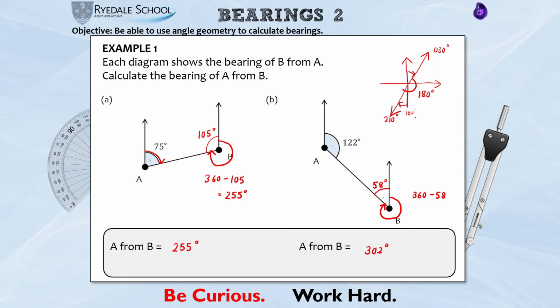So just a little shortcut that might save you some time. If you know the bearing one way, the bearing the opposite way is always a difference of 180 degrees.